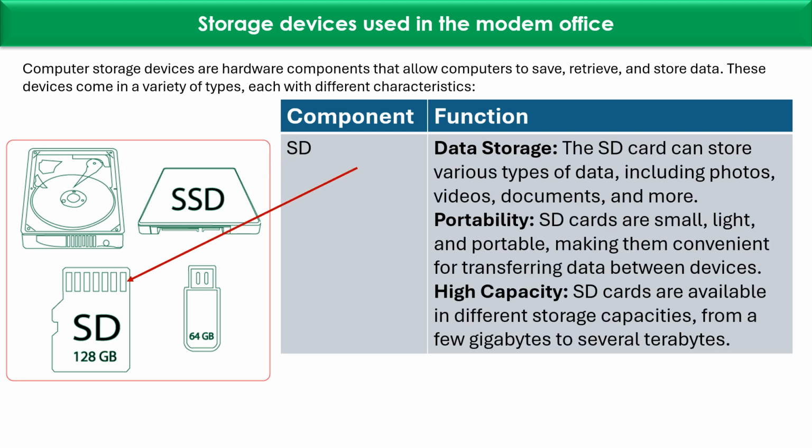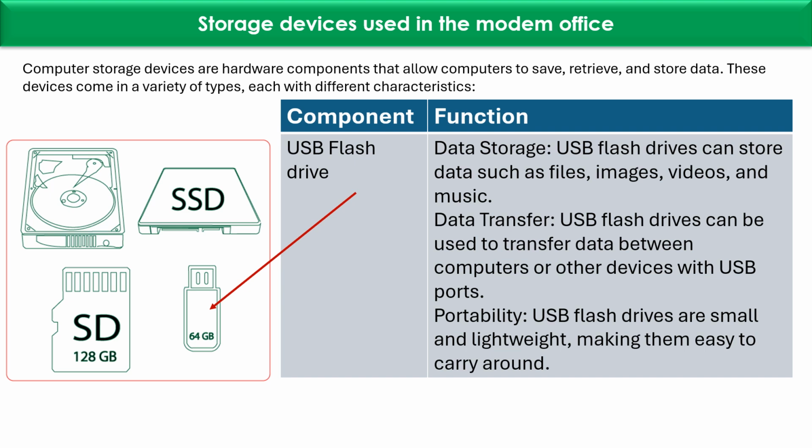And then the SD card is also under the storage devices. You use this to store data, and it is portable. You can carry it everywhere you go. It also has high capacity, and in our illustration there, it has 128 GB. And then lastly, the USB flash drive. You use it to store data and to transfer data, and it is portable, the same as the SD card.